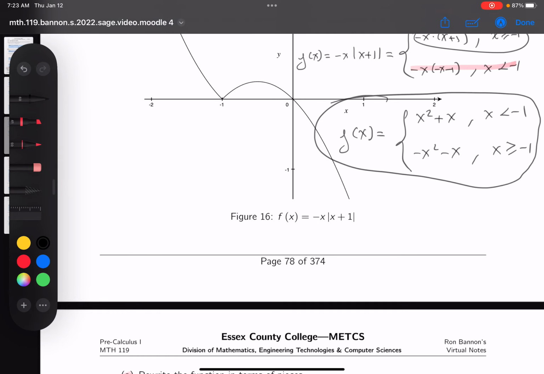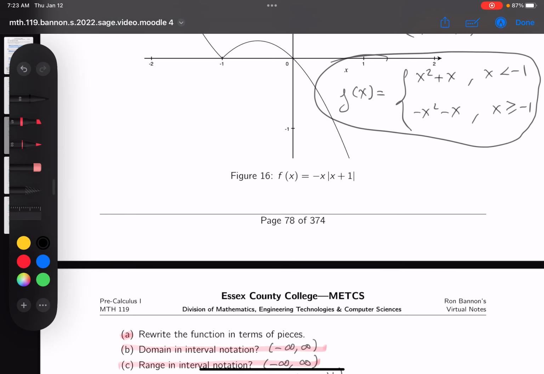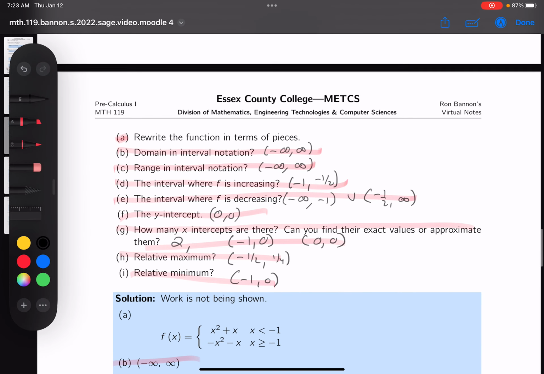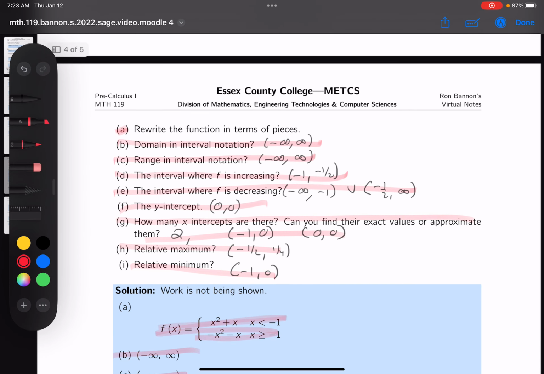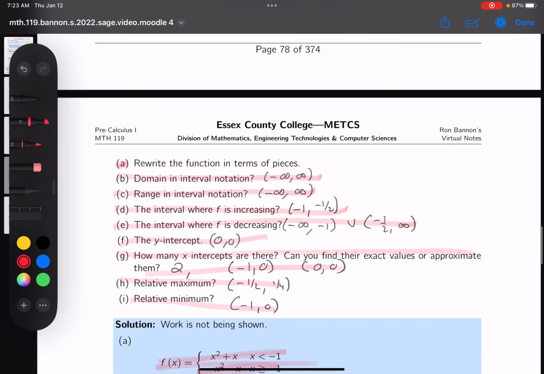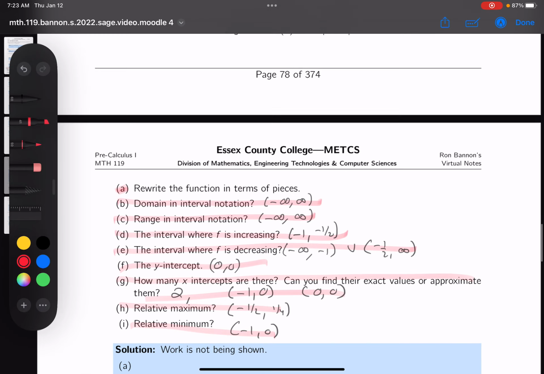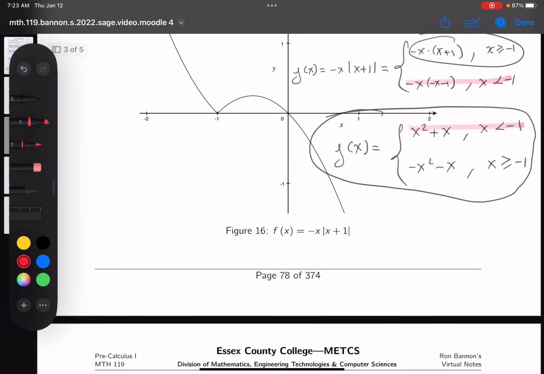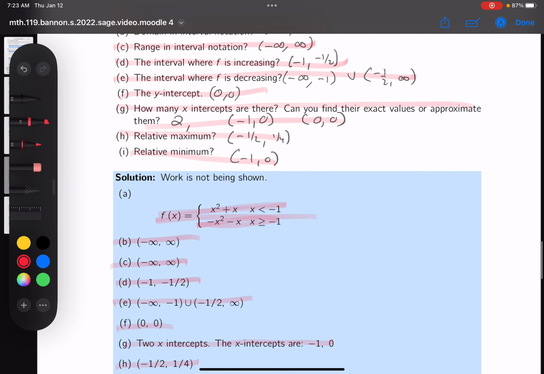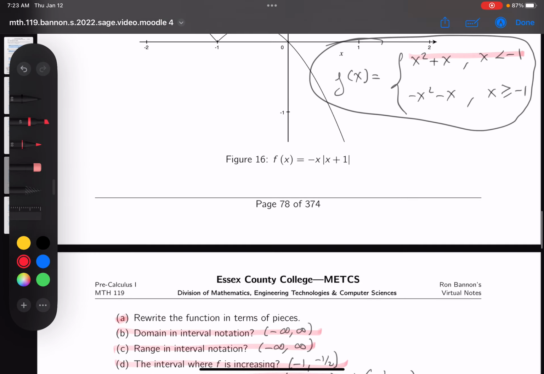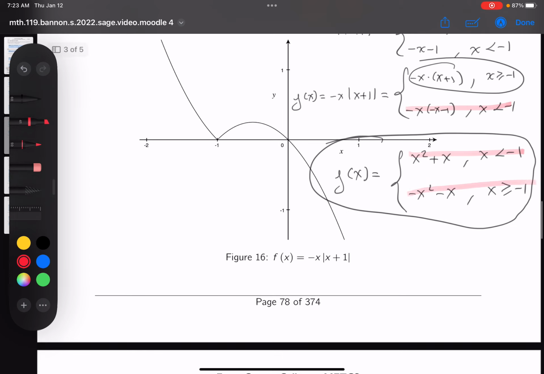Like always, I'm saying that you should look at the answer key and see if they have that listed. Let's take a look at it. I see they have this written down. Let's check it. They said it was x squared plus x if x is less than -1. I said that. They went on to say that it's -x squared minus x if x is greater than or equal to -1. We got that written down, and we're good to go.